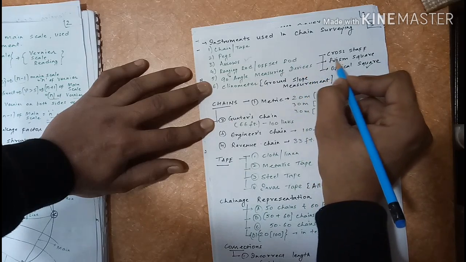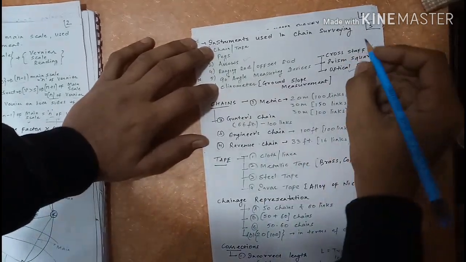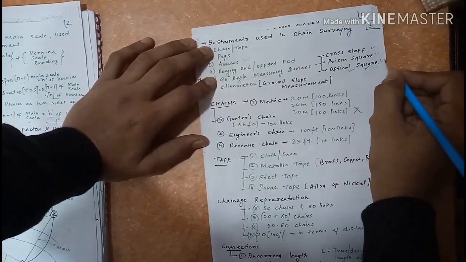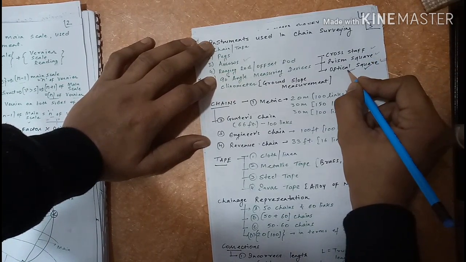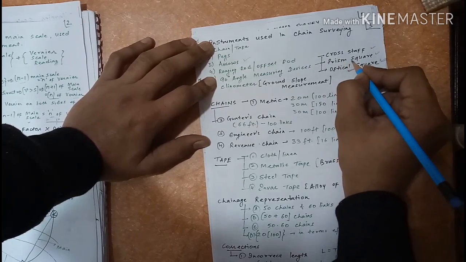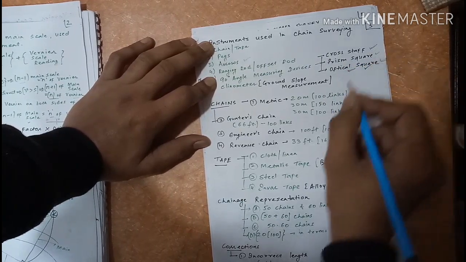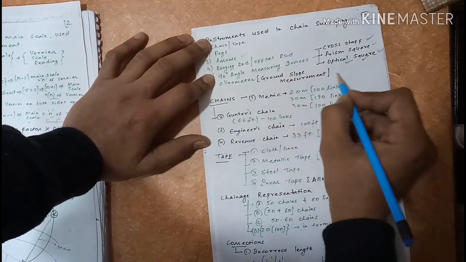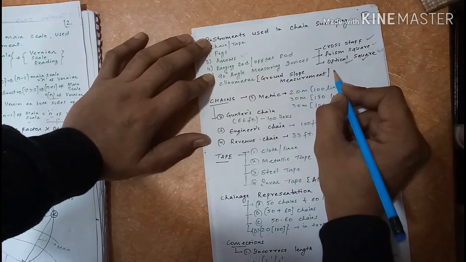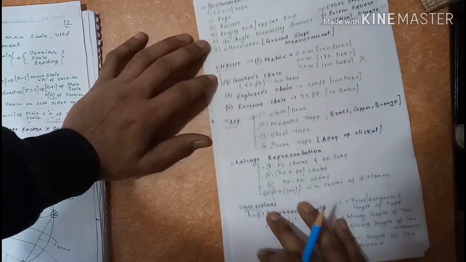Now, 90-degree angle measuring devices are these: cross staff, prism square, and optical square. Of these three, optical square has the highest degree of precision, then comes the prism square, and in the end comes the cross staff. And clinometer is used for ground slope measurement. It is a slope measurement device.